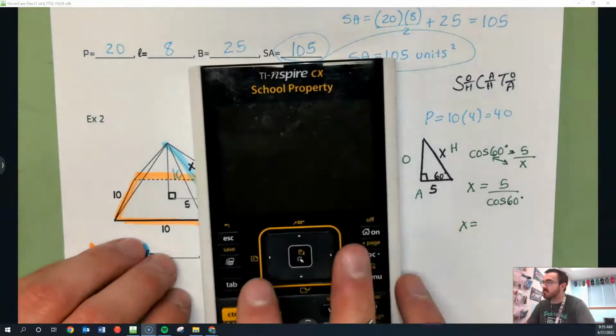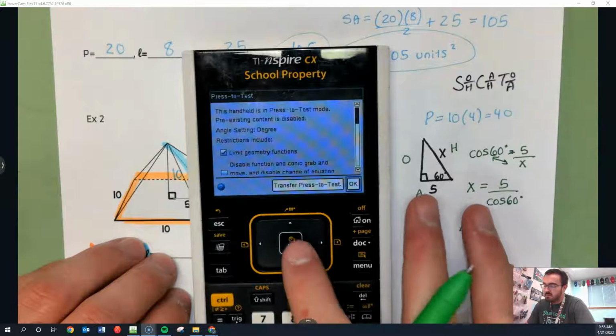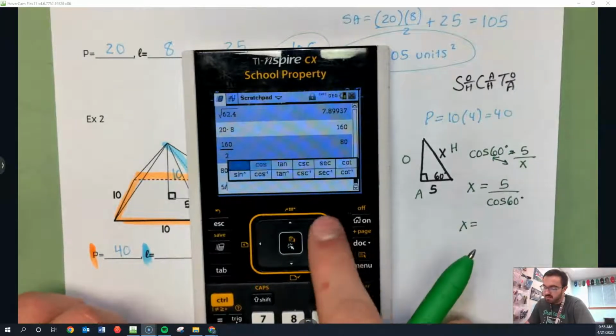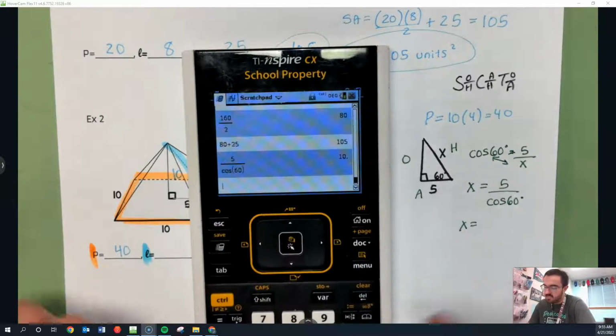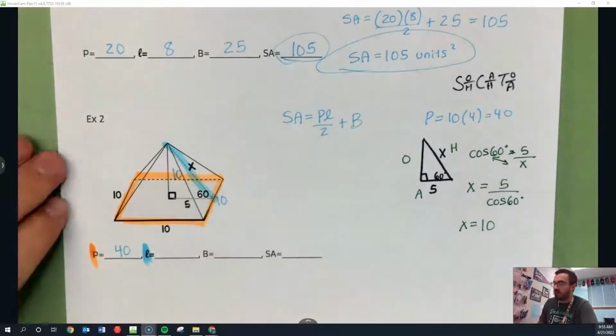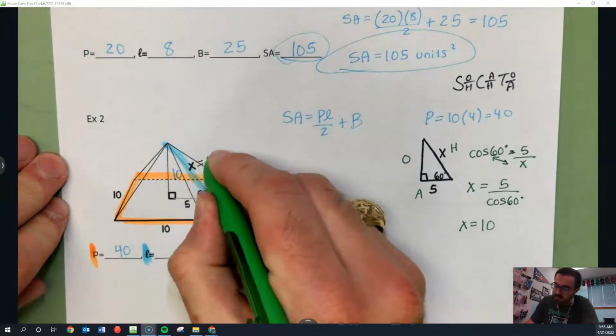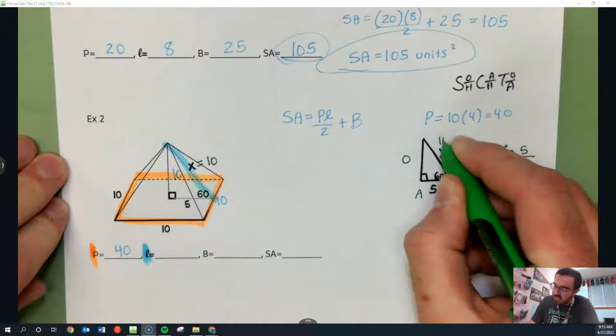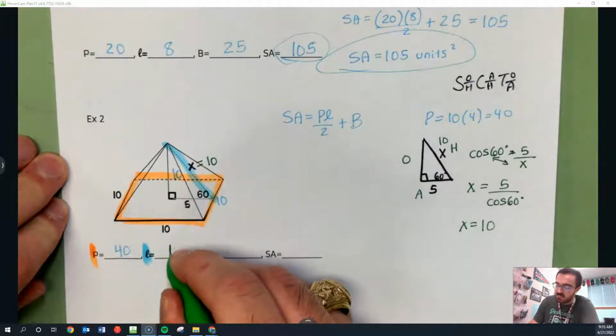Let's see what that is. 5 divided by cosine of 60 degrees. X equals 10 here. Okay, so after all that work, we just now learned that x equals 10. That means my slant height is 10. That means this is 10.